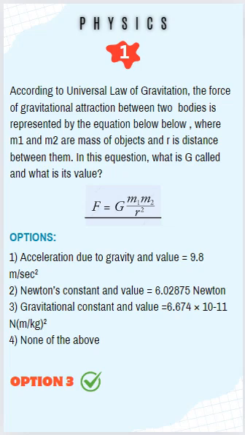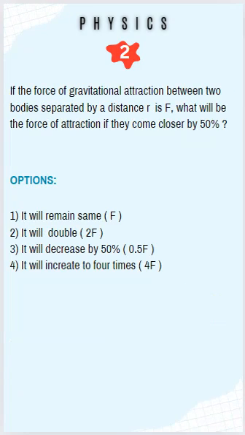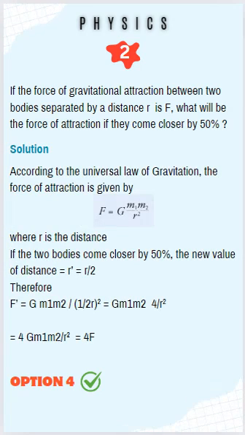The second question is also based on universal law of gravitation, and you are asked to compare the force of attraction when distance between the objects becomes 50% with respect to original distance. The correct answer is option 4. Here you will have to use the formula for the force of attraction between 2 objects and simply find the ratio by changing the distance to 50% of the original distance.